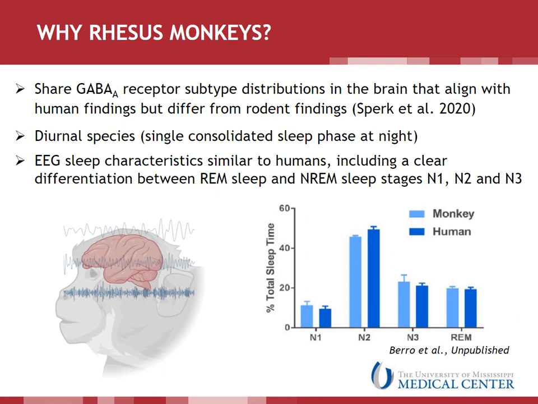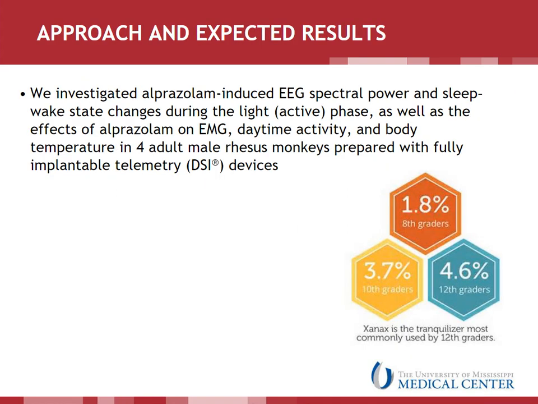So this is why we chose to use this model in our laboratory, and in this study, specifically, we investigated alprazolam-induced EEG spectral power, or EEG bandwidth changes, and sleep-wake states changes during the light or active phase, as well as the effect of alprazolam on daytime activity and body temperature measures in 4 adult male rhesus monkeys that were all prepared with fully implantable telemetry devices.